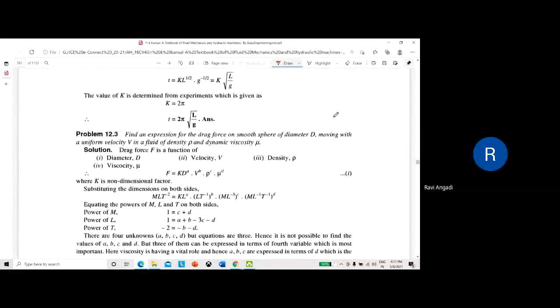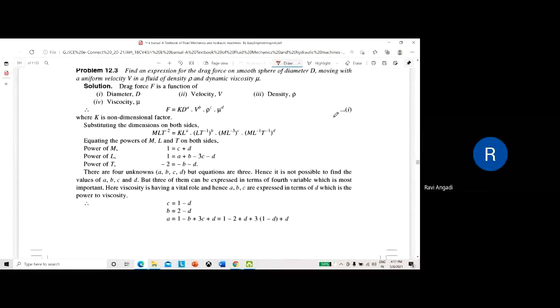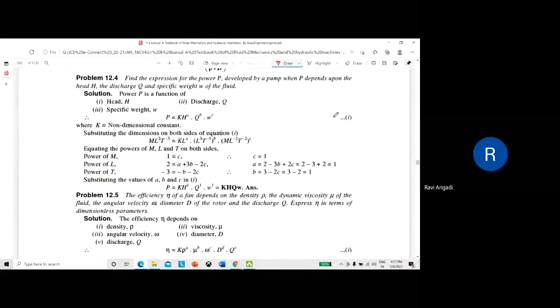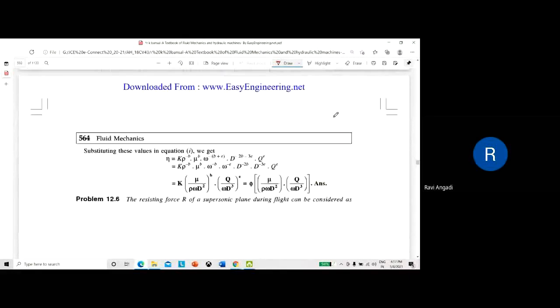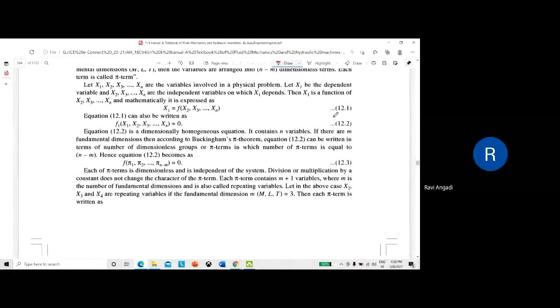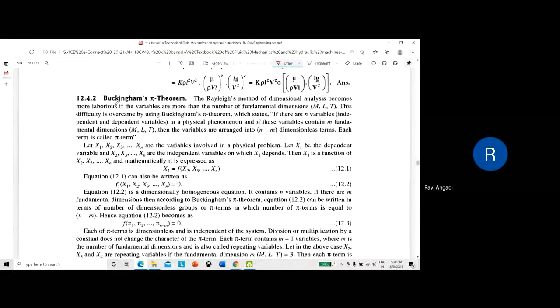So these problems we have solved. You can refer to any textbook, take a problem and go on solving it. You will understand. Now I'm taking the next method, the Buckingham Pi method. What is the Buckingham Pi method?